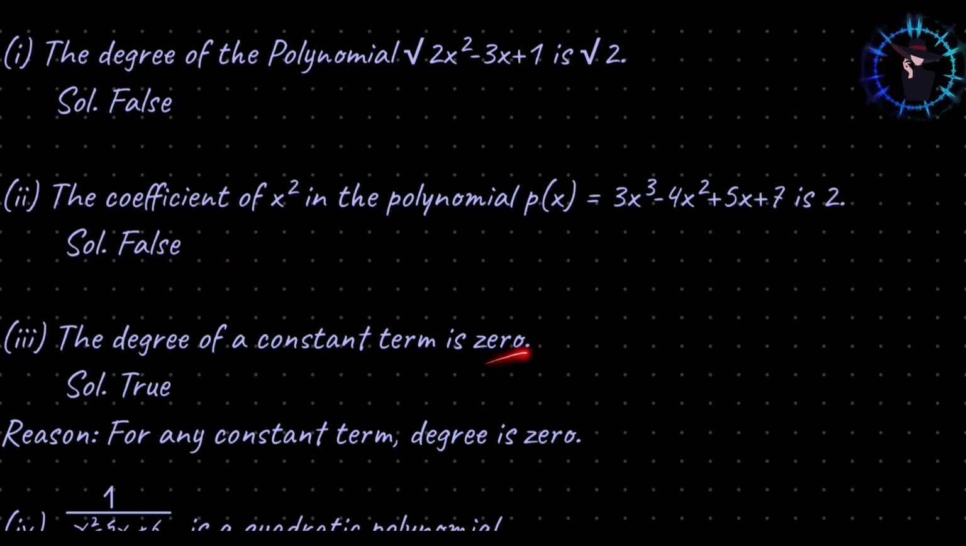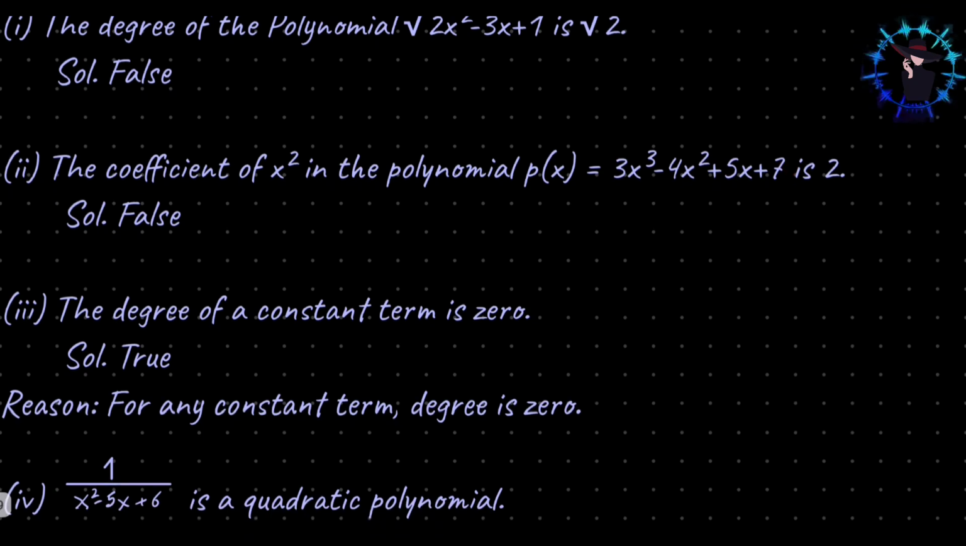The degree of a constant term is 0. Yes. Do we have any degree here? Is there any power? No. So it's 0. Yes, that's true. For any constant term, the degree is always 0. That is the reason, right?